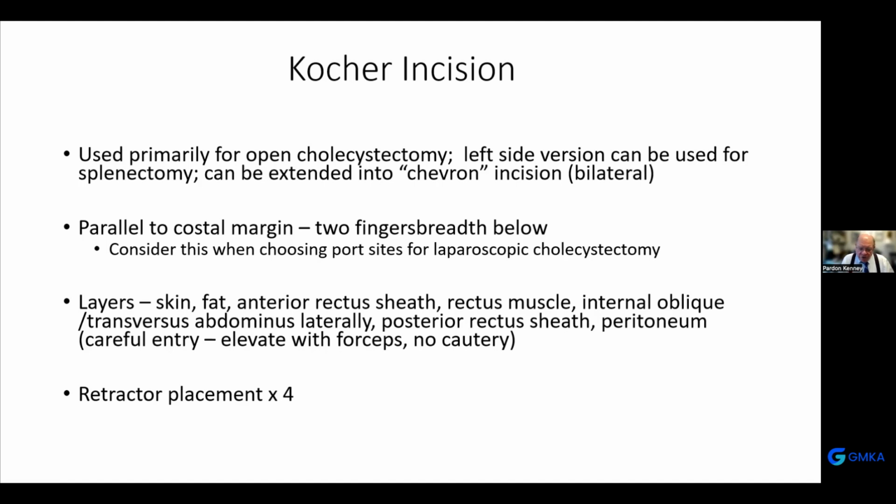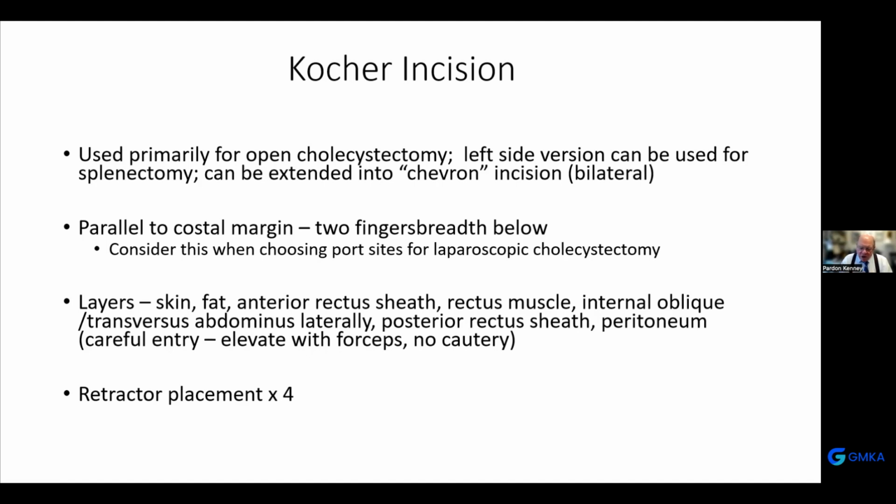The layers of this incision, as those of you who've done it are probably aware, are obviously skin, a very big amount of fat, then you get to the anterior rectus sheath, the rectus muscle, the internal oblique, and the transversus abdominis laterally, the posterior rectus sheath, and then the peritoneum, again being very careful to go into the peritoneum with something non-cautery, all right? In the case where you've already got a port site hole, which you've put in, you can put your finger through that and elevate it. But the main thing is to make sure that you're not going to injure any bowel underneath it.